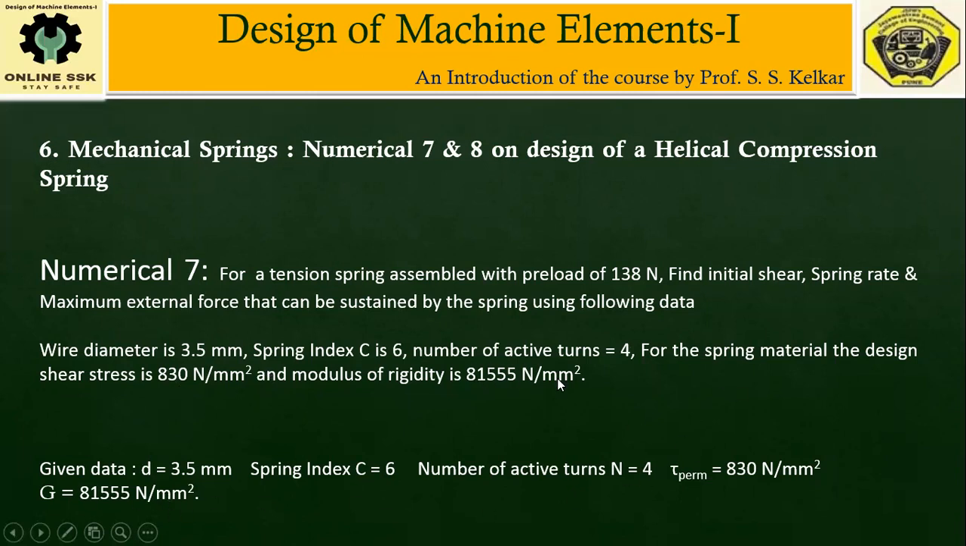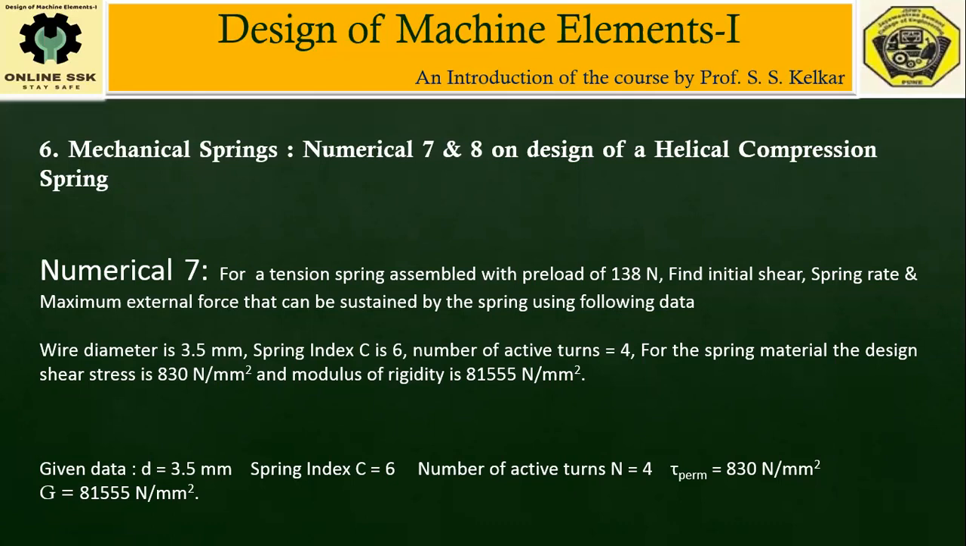So one point to be noted here, in case of tension spring, all the turns are always active turns. As against in case of compression spring, if the end style is squared and ground, then two of the turns, that means one turn from each end, becomes passive. It will not participate in sustaining the load.